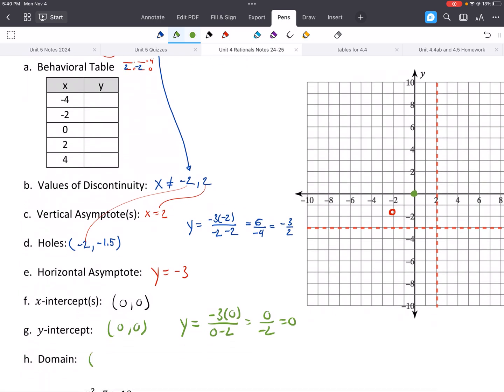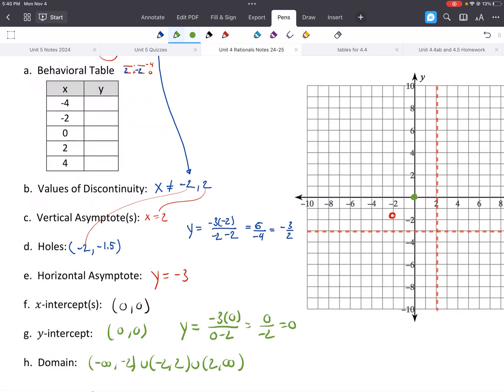Domain: negative infinity to negative 2, negative 2 to 2, and then 2 to infinity. So let's see if we can fill in some of the stuff on our table. At negative 2, it's undefined. That's where our hole is. At 0, it's 0. That's our x-intercept and our y-intercept. At 2, it's undefined. That's our vertical asymptote.